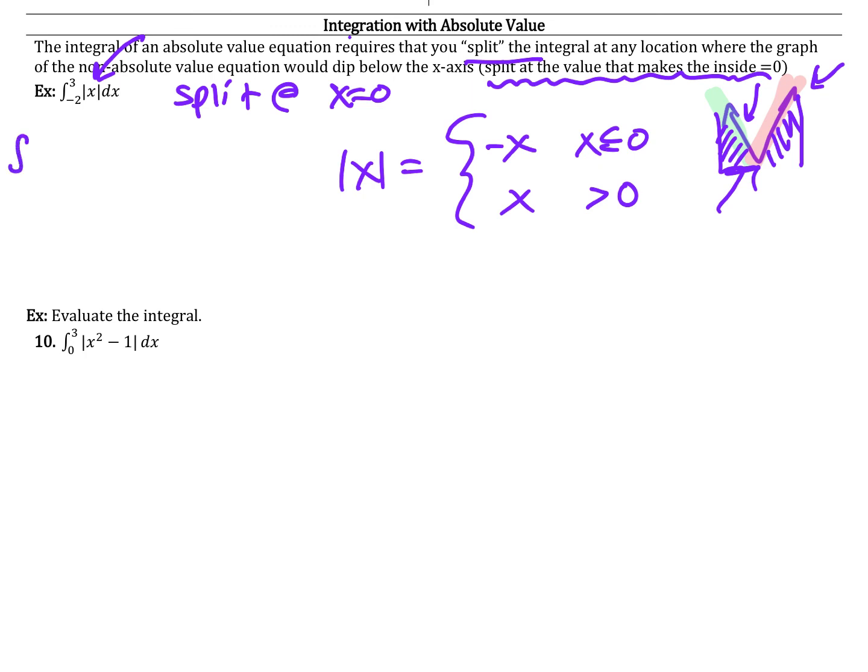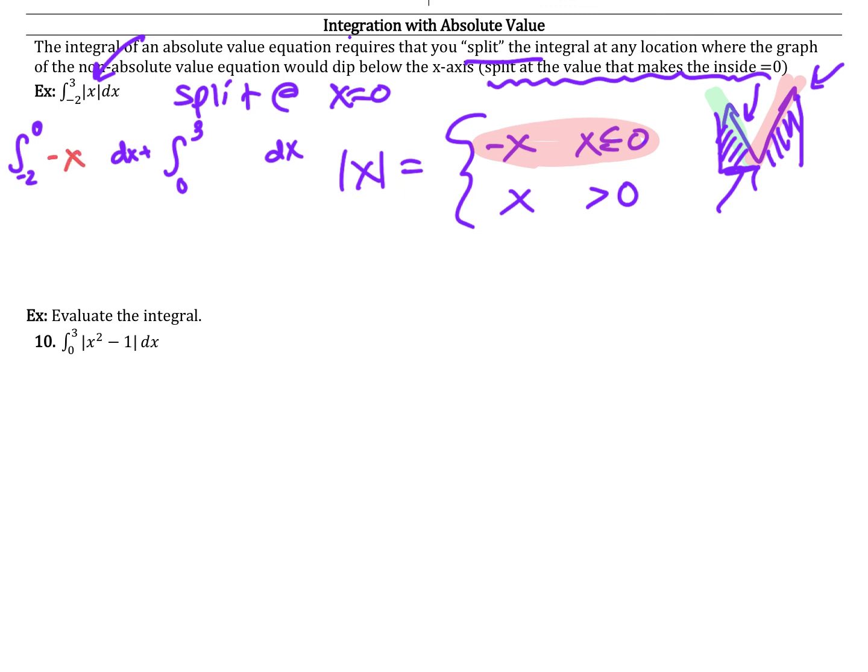So I'm going to look at the integral from -2 to 0, and I'm going to look at the integral from 0 to 3, because we have two different pieces of our function that are creating that area. So from -2 to 0, I'm going to be using this piece of my function. So I'm going to put -x in here.